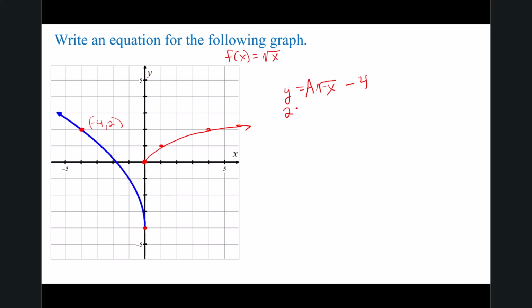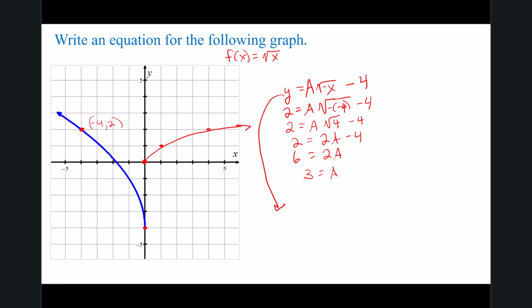If I put 2 for y and negative 4 for x, then I have 2 equals a times the square root of negative negative 4 minus 4, or 2 equals a times the square root of 4 minus 4. So 2 equals 2a minus 4. Add 4 to both sides, I get 6 equals 2a, and a equals 3. So my equation should look like y equals 3 times the square root of negative x minus 4. You could find another point and substitute it into the equation to make sure it works for another point also.